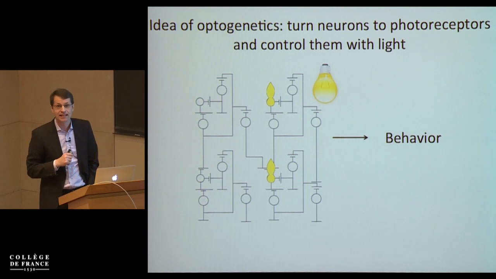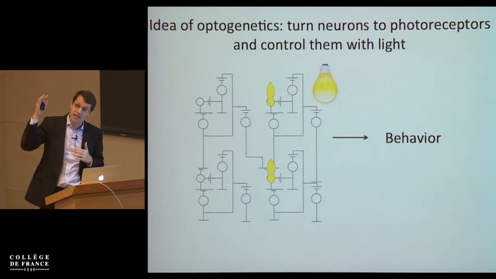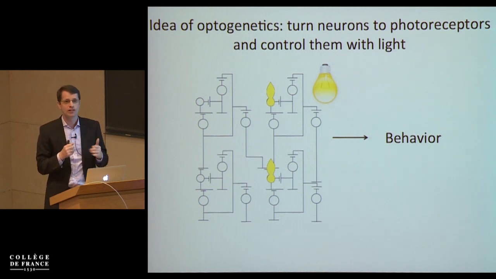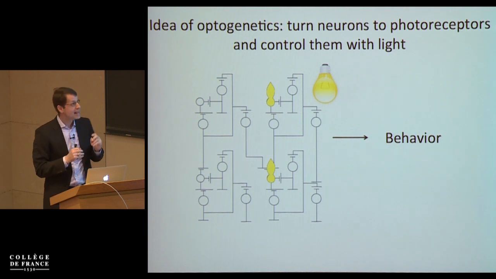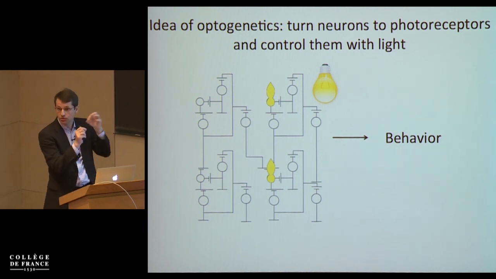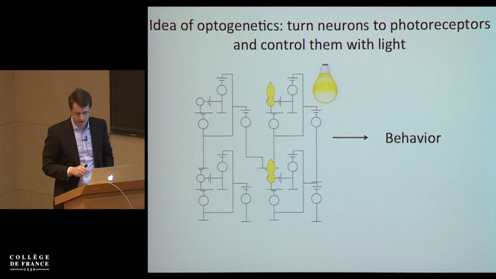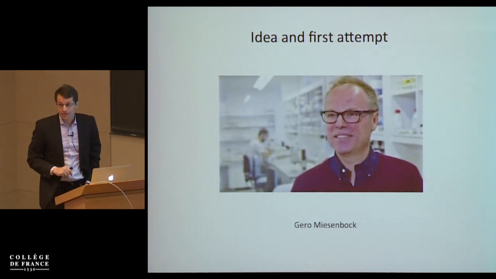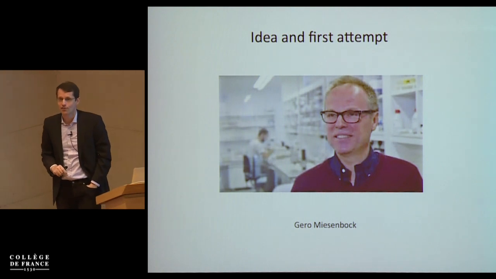And the nice thing with light is that you can control remotely. Not very remotely, we wish to have more, but reasonably remotely. You don't have to put in an electrode and mess around with the circuitry. And you can see that with a single light source, you can control many neurons if they have some similar properties.